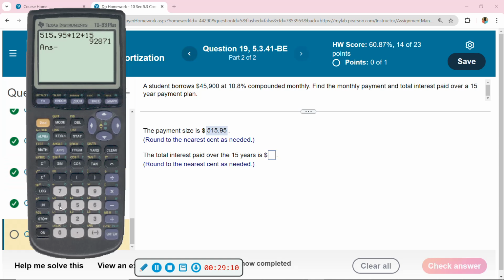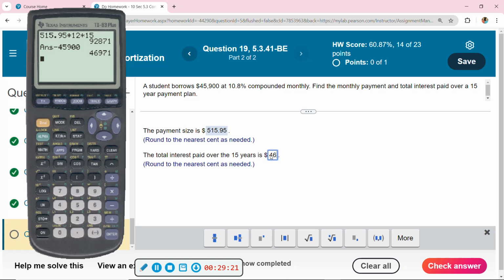So let's see, how much is the interest? It's more than the loan amount. Yeah, $46,971 in interest on the $45,900 loan.